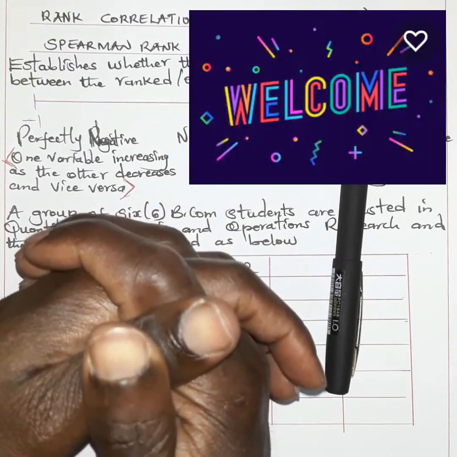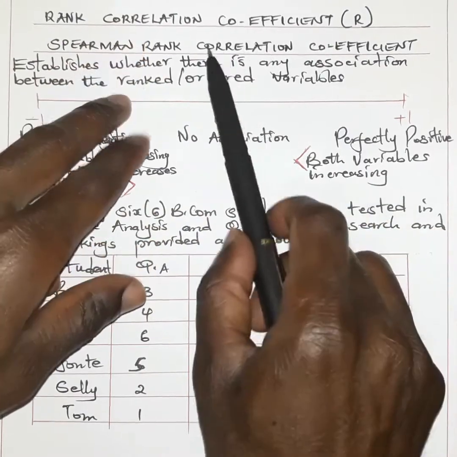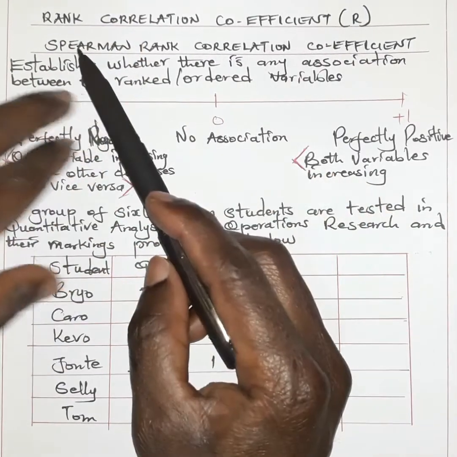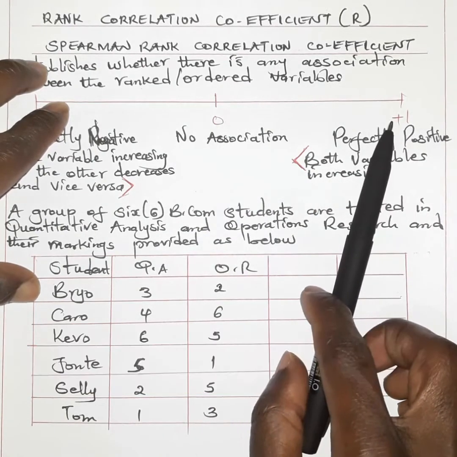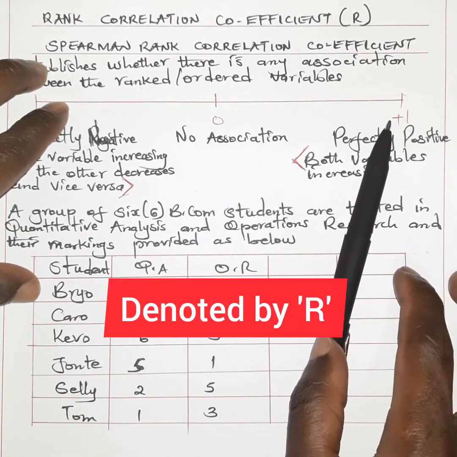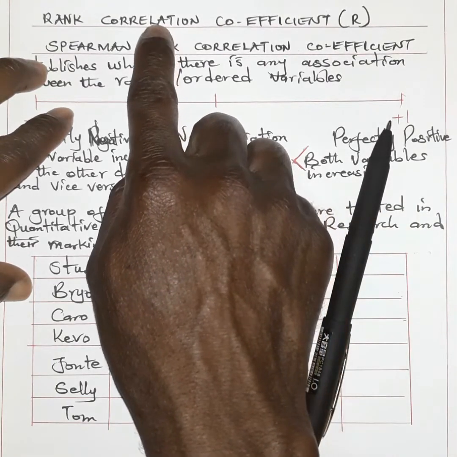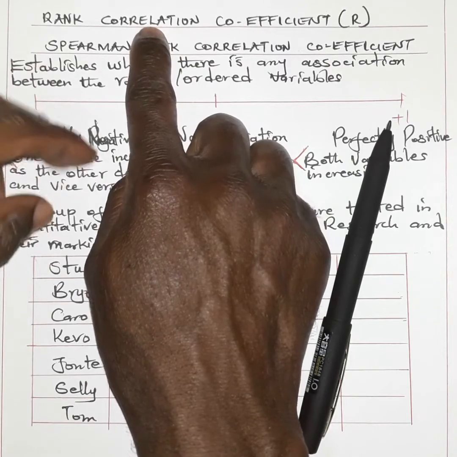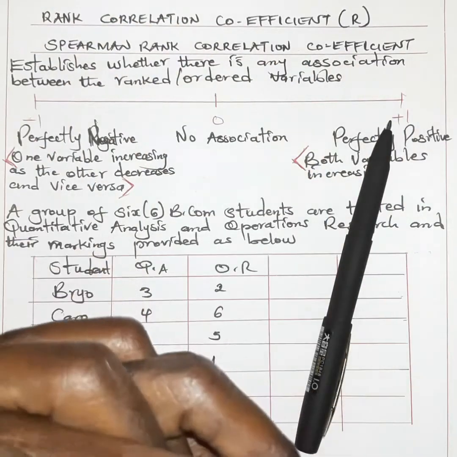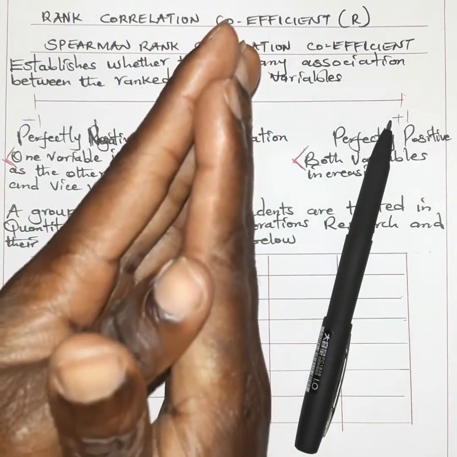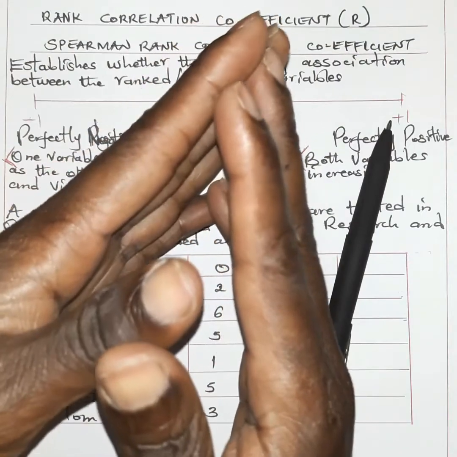Today I want us to examine what is known as the rank correlation coefficient, also known as the Spearman rank correlation coefficient. This is a method used in statistics, and maybe we can first reflect on what correlation is. Correlation is a method used in statistics to determine whether there is any association between two or more variables.